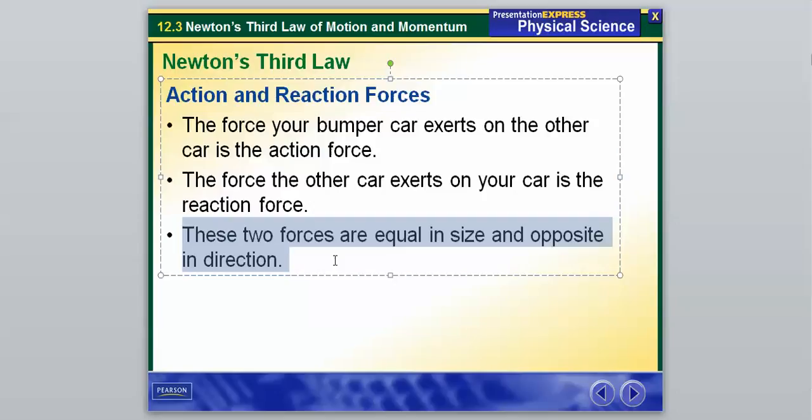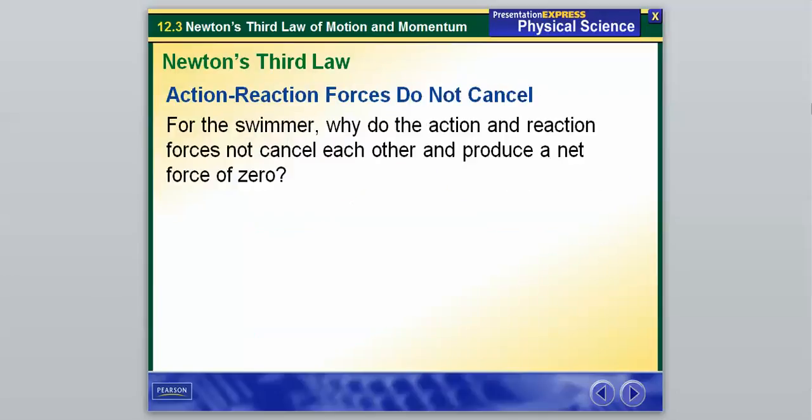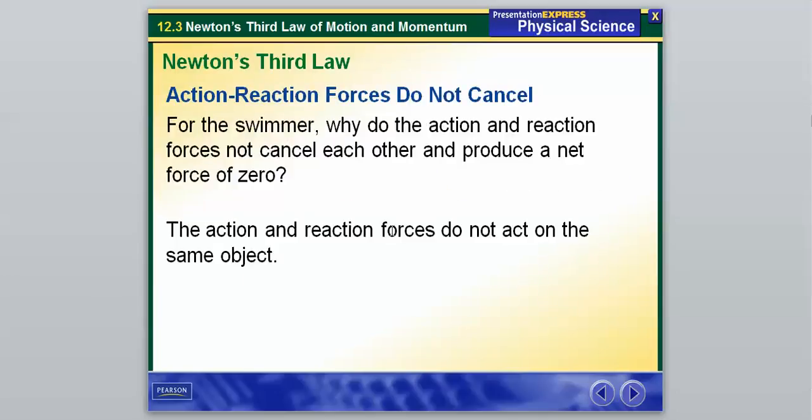The forces don't cancel out because the action and reaction forces do not act on the same object. So what this means is, so again, when I was reading through this, I got a little bit confused, but it makes sense.